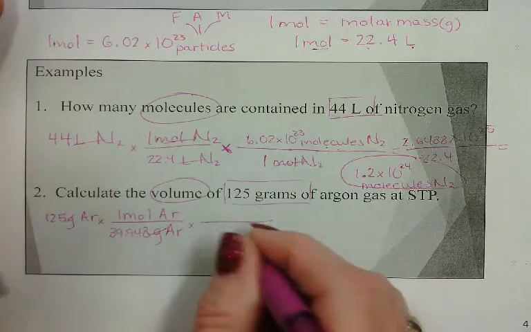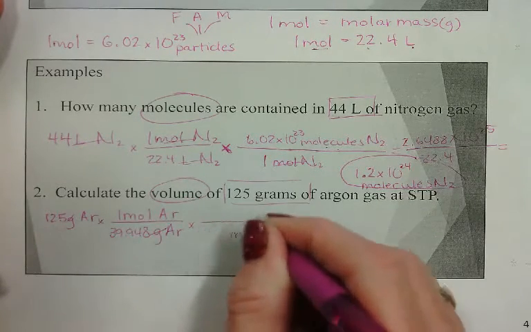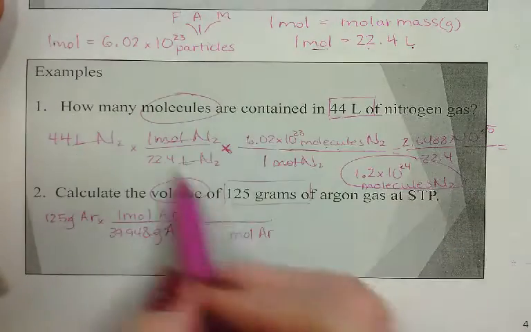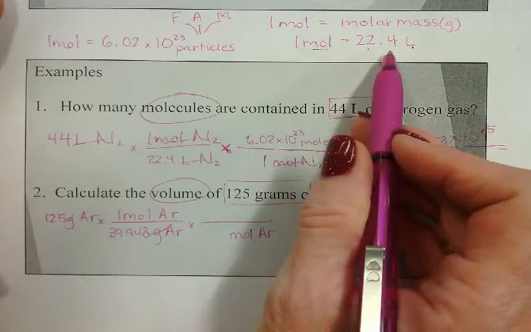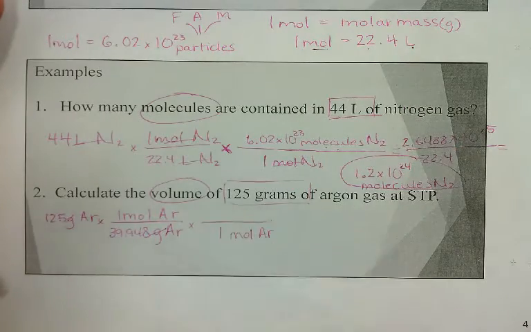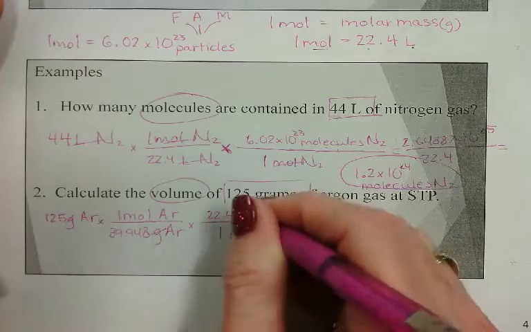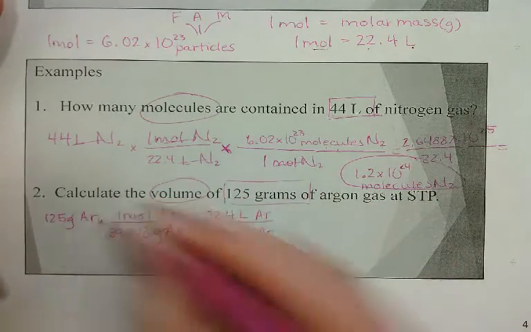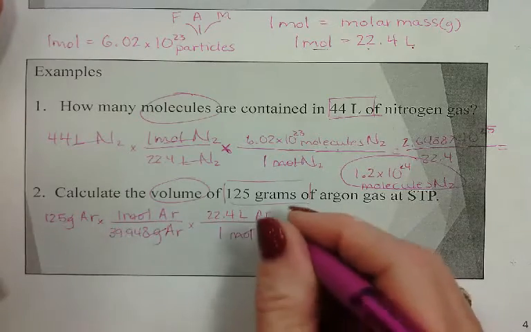I've got moles here, so I disco down my unit. I didn't want moles, I want volume. So I put moles of argon here. Do I have a conversion factor that gets me from moles to volume? I sure do: 1 mole is 22.4 liters. So 1 mole, 22.4 liters of argon gas. Cancel my units. I'm left with liters, which is volume, which is what I want.